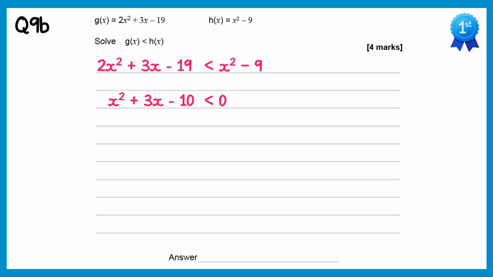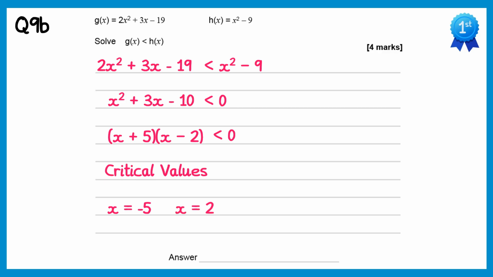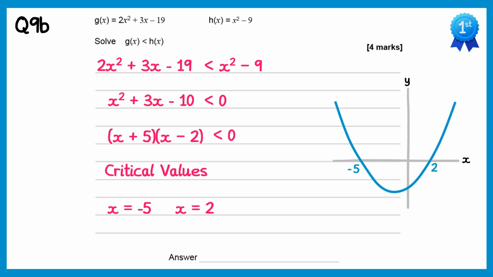This is a quadratic that factorises. It would be (x plus 5)(x take 2), and this is still less than 0, and that gives us two critical values, which are x equals negative 5 and x equals 2. This tells us if we draw the graph of this quadratic, it would cross the x-axis at negative 5 and 2, like this. Our inequality says we want this to be less than 0, so we're looking for this bottom portion of the graph here, since that's less than 0. This corresponds to x values that are in between -5 and 2. So our solution is x is in between -5 and 2.